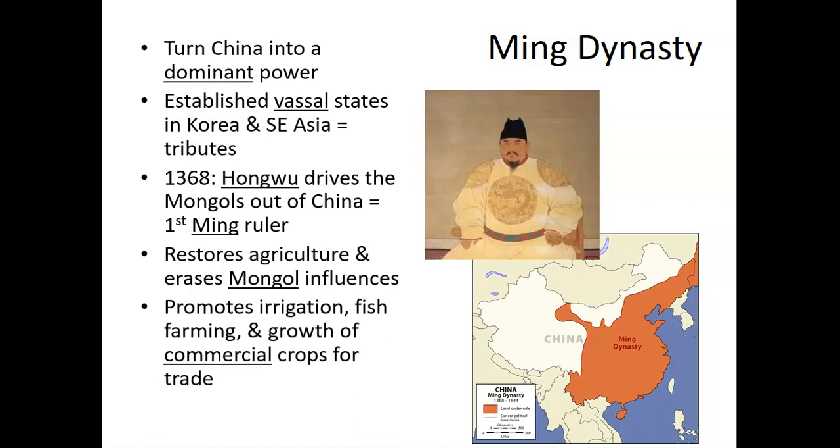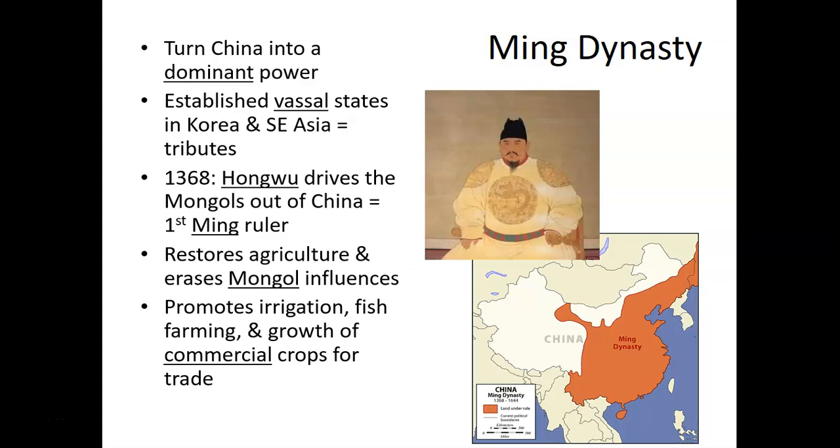So to start this story, we have to start with the establishment of the Ming Dynasty. And when the Ming Dynasty comes to power, they're going to turn China into a dominant force. And if it was a global world like it is today, China would have been the dominant power in the world. But it's not a global world at the time. It's more a regional one, and they're the dominant power in Asia.